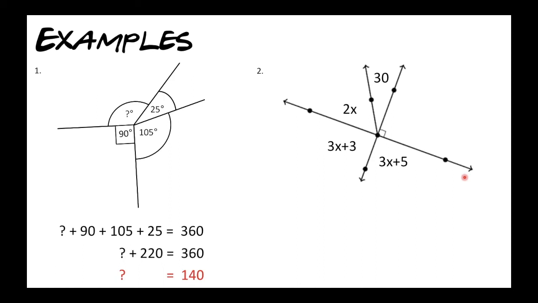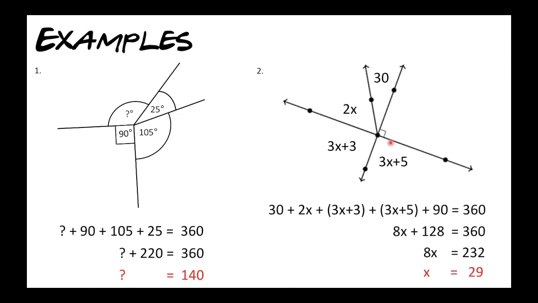Now on to the last example for today's video. The answer will be revealed in 3, 2, 1. Remember that this angle measure is equal to 90 degrees. When we solve for x after setting up this equation, we get a value of x equals 29.